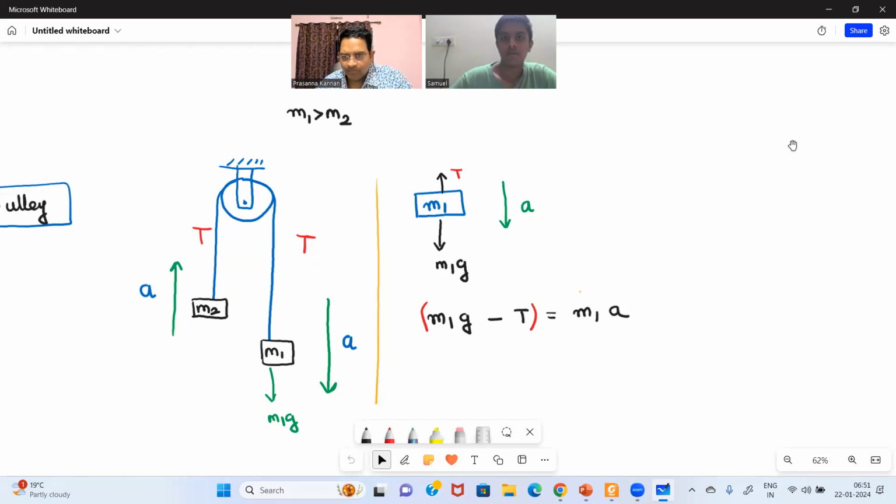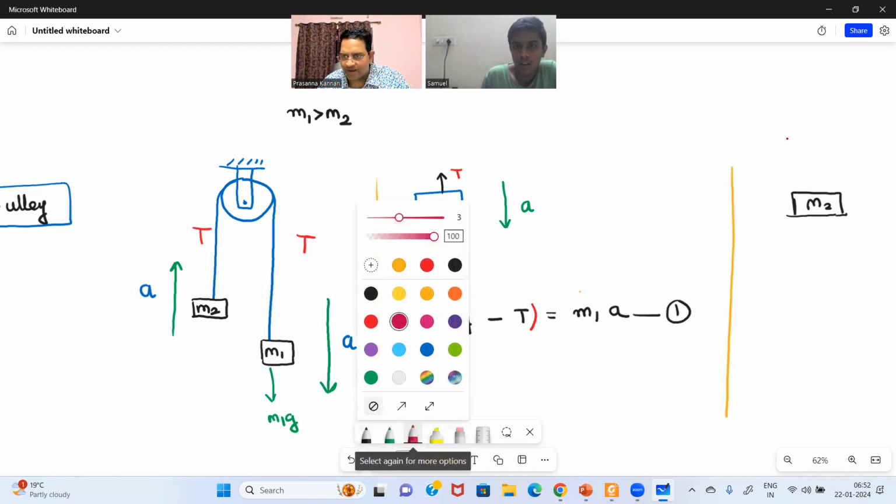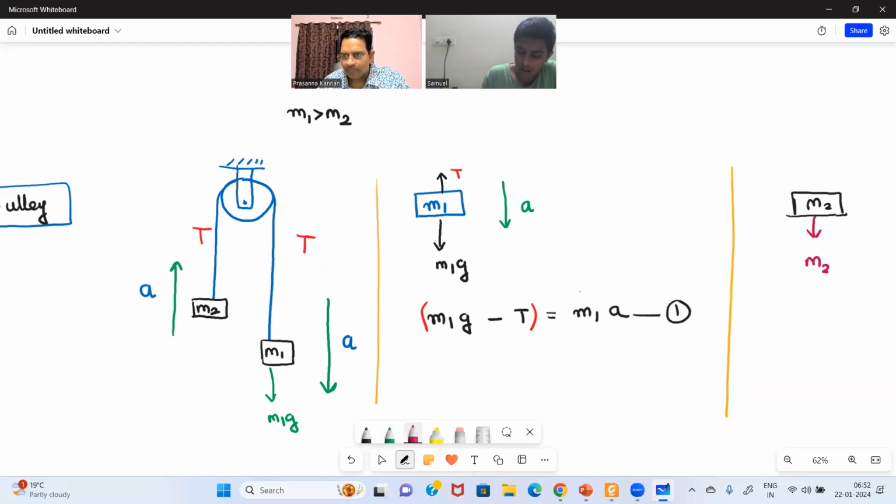So you got this equation? Yes, sir. Let me call this equation 1. Now similarly, can you draw the free body diagram for mass M2? As far as mass M2 is concerned, could you tell me what are the forces acting on this mass? M2g and T. Very good. M2g is acting downwards and tension is acting upwards. Which direction is the net acceleration? Downward? Look at it. Upwards, sorry. Yes, it is upwards, right?